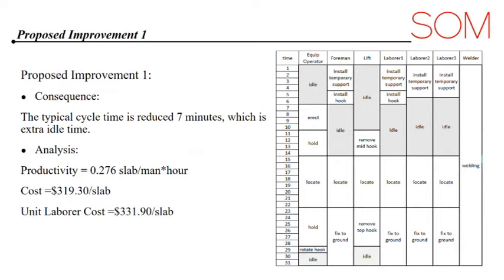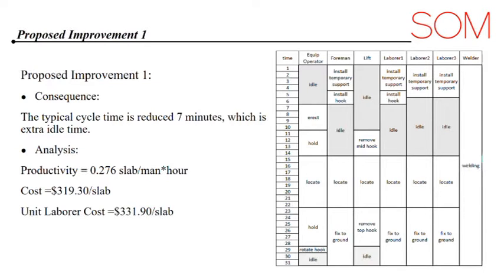Now as you can see, the new crew balance chart generated by our proposal number 1 is shown on the screen. 3 main improvements are made by our proposal number 1. First of all, before adjusting, foreman and laborer 1 take 9 minutes to install the temporary support, and after adjusting, 2 more laborers were involved in this process. It takes foreman and laborer 1 4 minutes, and laborer 2, laborer 3 5 minutes to install the temporary support together.